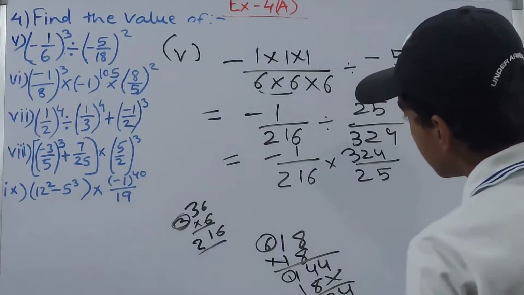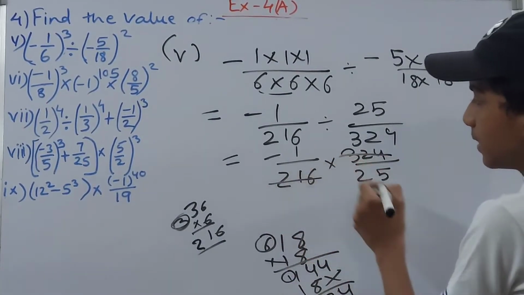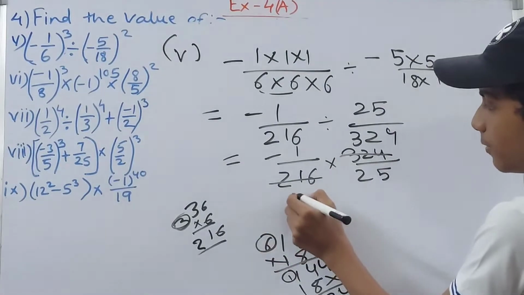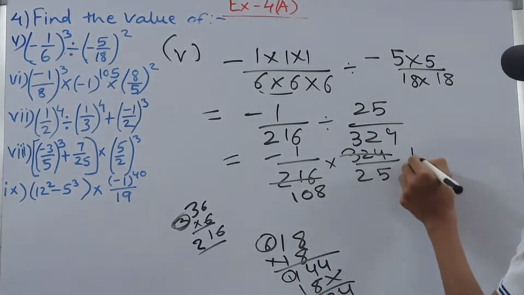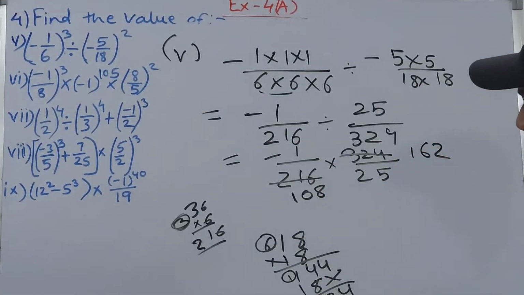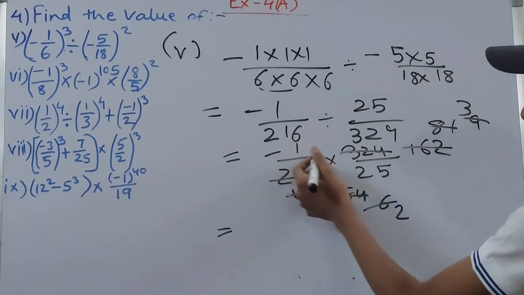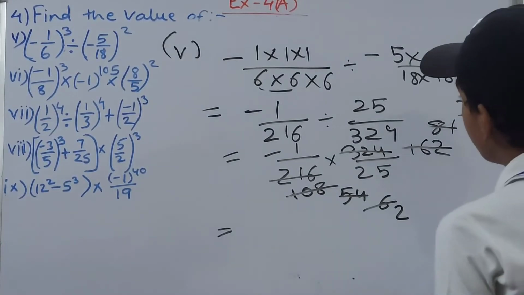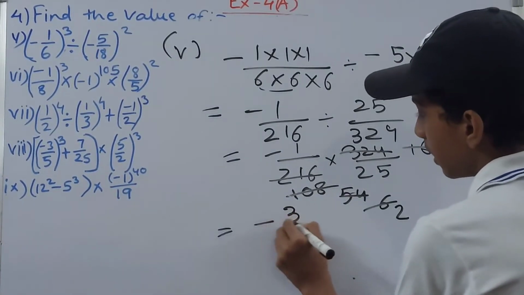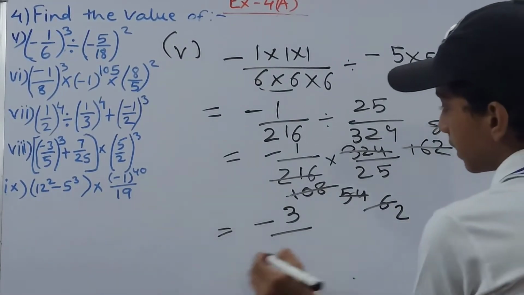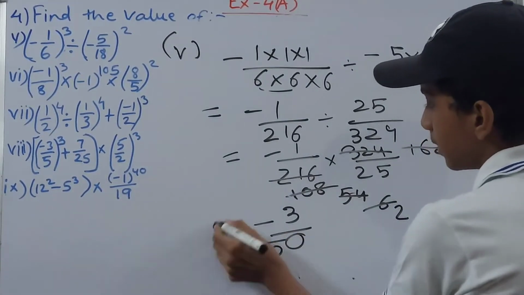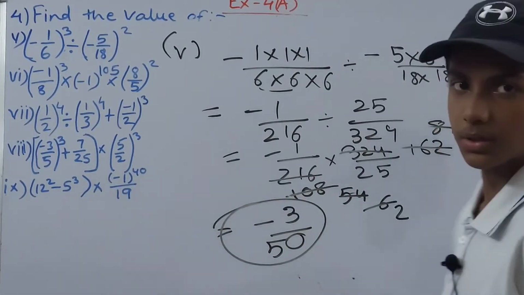So can I cancel this? Let's simplify this and then we'll see. By 2 I'll simplify 1, okay, 108 here, and here we'll have 162. Now again we can simplify, we'll have minus 1 into 3, right? That will give us how much? Minus 3 upon 2 into 25, right? That is going to be 50, all right. So minus 3 upon 50 becomes our answer.